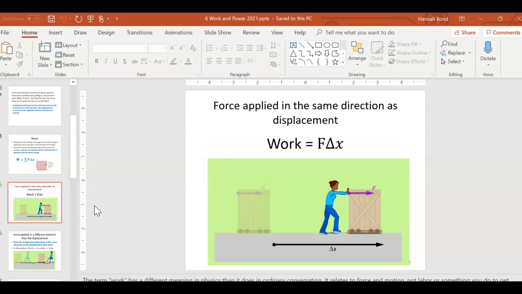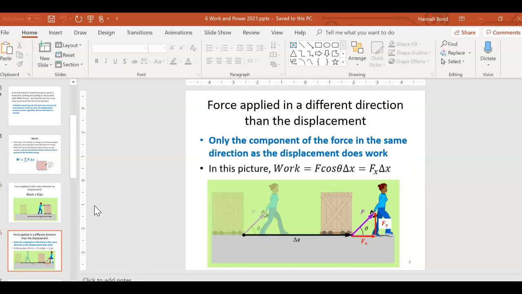So in this example, a woman in a warehouse is pushing a crate and she's applying a horizontal force. That horizontal force is in the same direction that the crate is moving. So all of her force is transferring energy, and the work, which is the energy transferred, equals the force multiplied by the displacement. So the force that she's applying on the box multiplied by the displacement of the box.